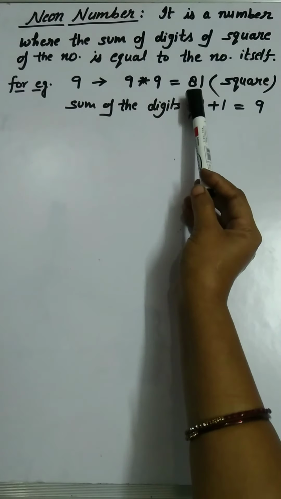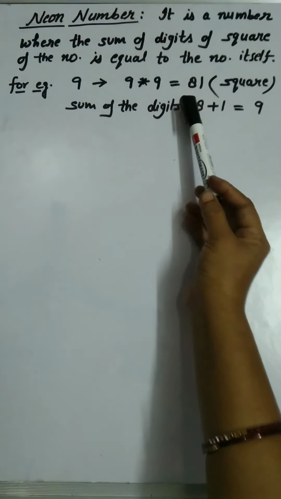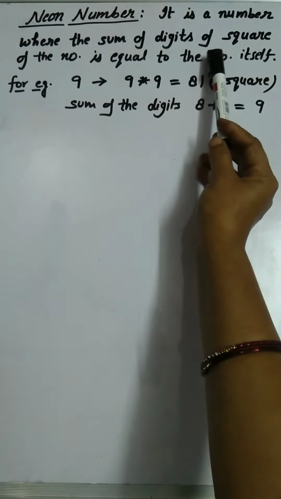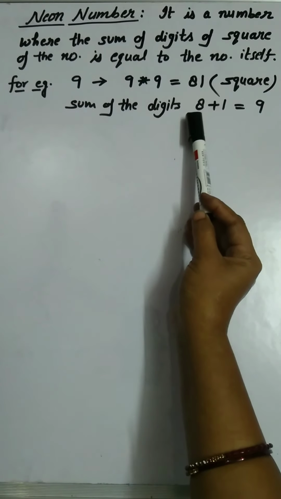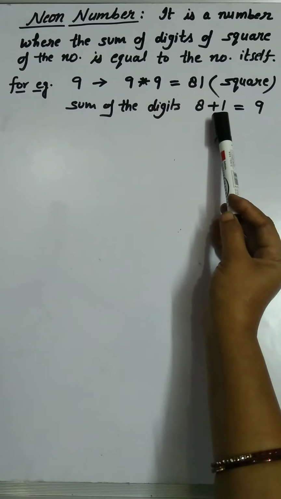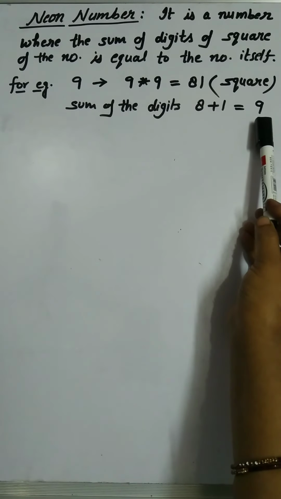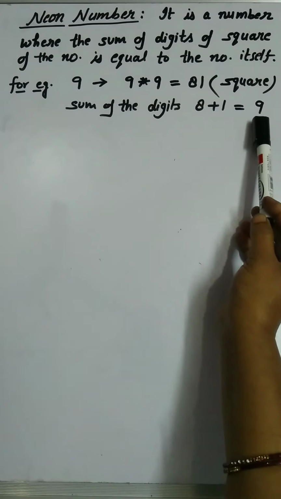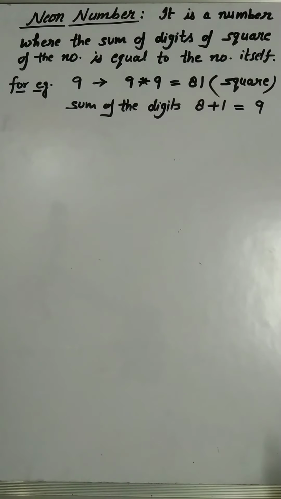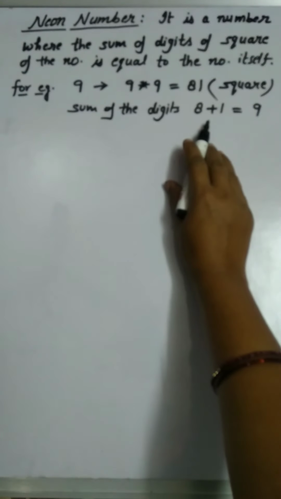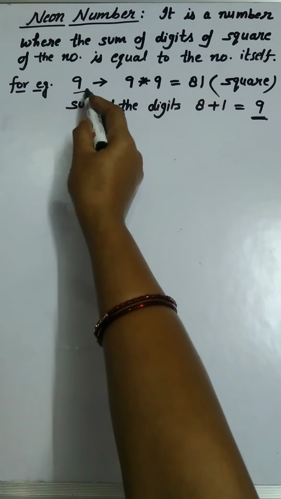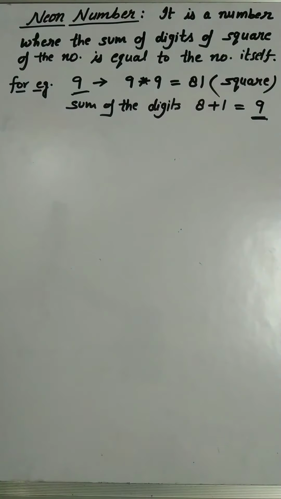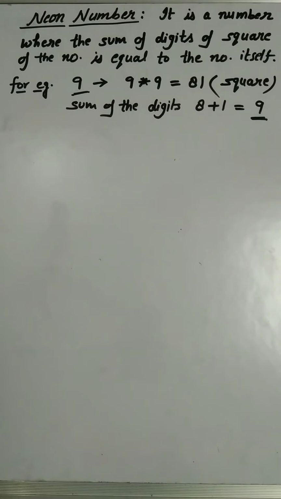Then the sum of the digits of the square 81. So the sum of the digits is 8 plus 1. 8 plus 1 is equal to 9. So it's equal to the original number. Sum of the digits of the square is equal to the original number, or equal to the number itself. Okay, so 9 is the neon number.